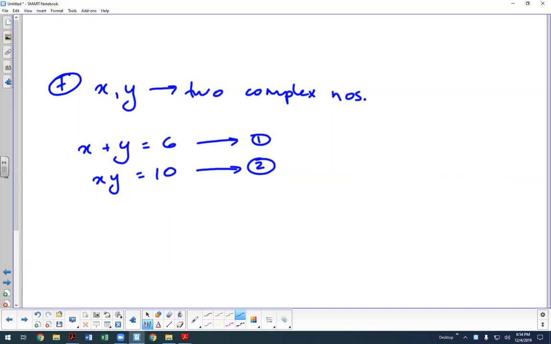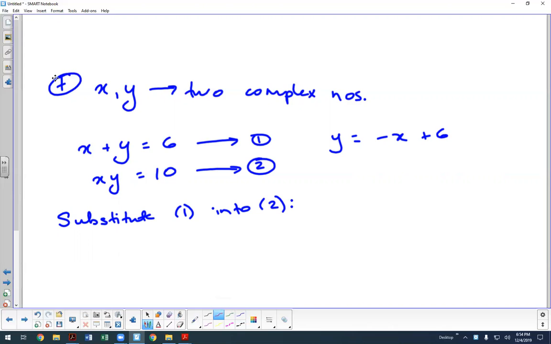So isolate one of the variables. It looks like I actually got y by itself. So if I want to get y by itself, that means we're moving the x to the other side. And we're rewriting that first equation as negative x plus 6, okay? And then we are going to substitute equation 1 into equation 2. So we're actually going to take this value of negative x plus 6 and replace it for y in our second equation. So that's how the substitution works.